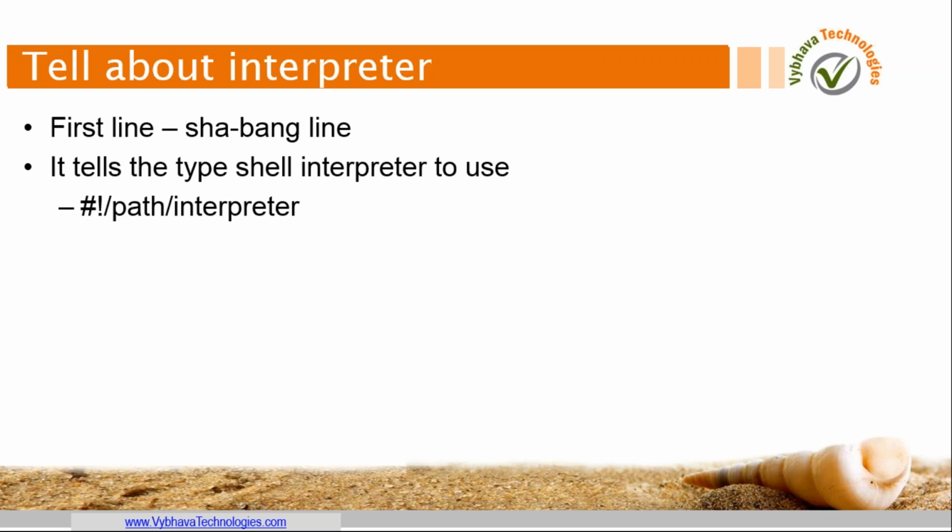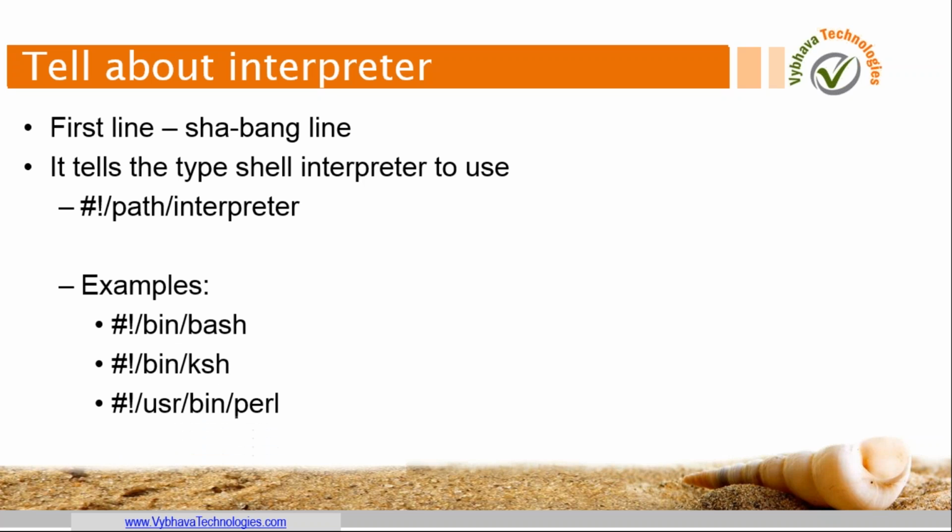The example is like this. Shebang is a hash symbol and an exclamation mark, then the path of that particular interpreter, bash or sh, whatever. This is a bash example. Okay, for KSH, you give the KSH path, or SH.